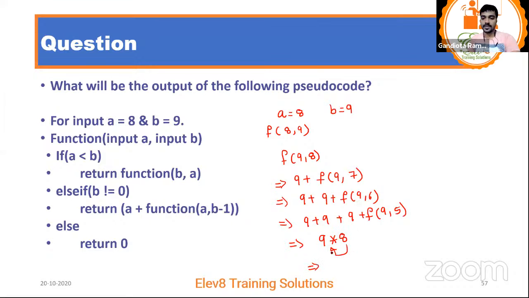8 times ma. Only 8 times. Not 81 ma. 9 into 9 into 9, how many times does it repeat? 8 times, right? Is this clear? Not 9 times ma. 81 would mean it has to repeat 9 times, but it repeats only 8 times, because it repeats until this value goes to 0. Is this clear ma?